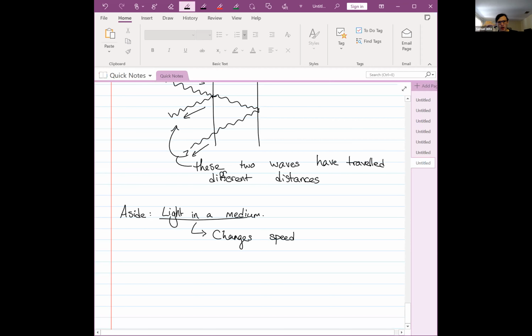So when people are talking about, oh, things can't travel faster than the speed of light, really what they're saying is things can't travel faster than the speed of light in a vacuum. So the speed of light in a vacuum is 3 times 10 to the 8th meters per second. The speed of light in other substances is going to be slower.